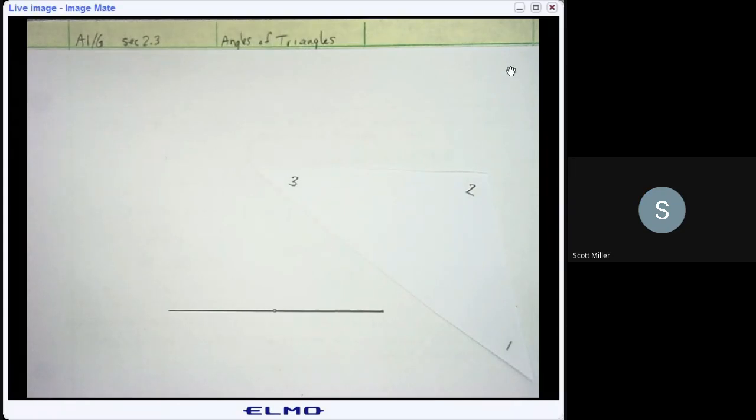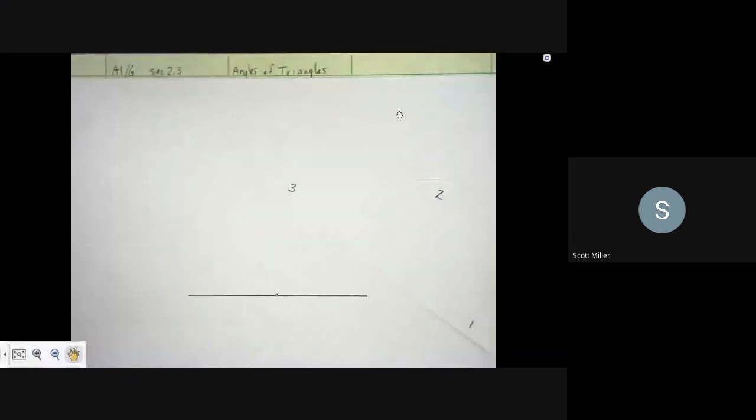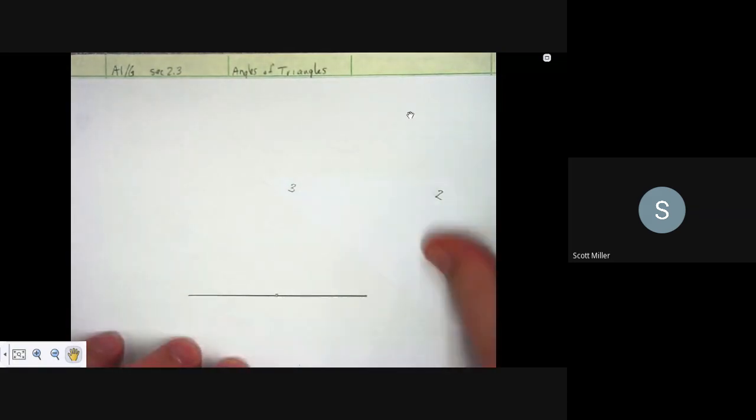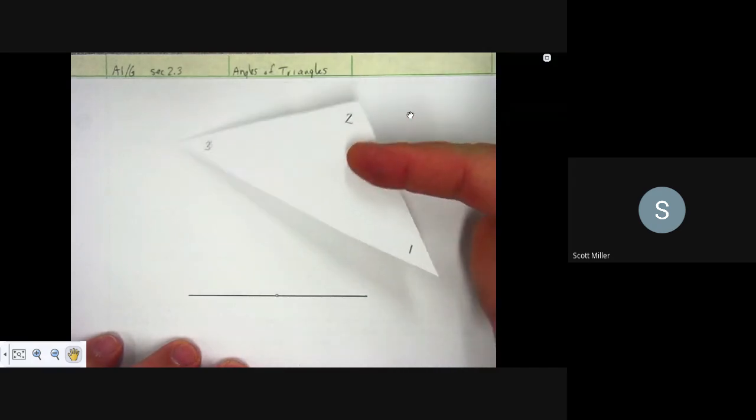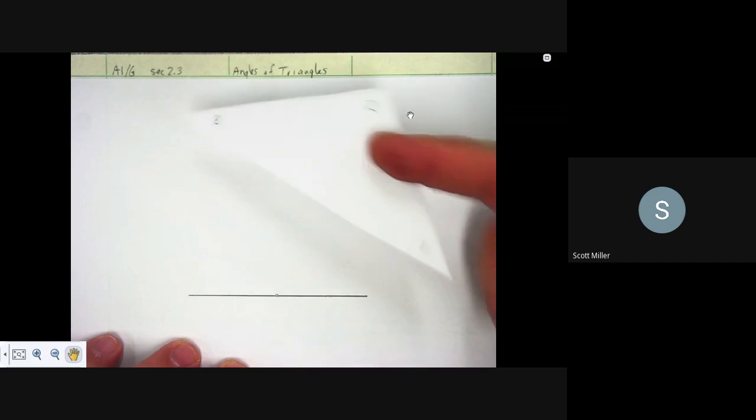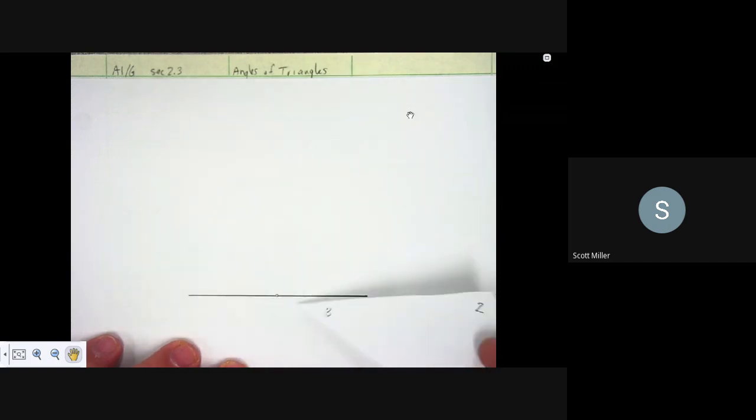So this is section 2.3, and we're going to do angles of a triangle. We're going to look at some relationships that we have for those. So what I have right here is a triangle that I created. It's kind of hard to see because it's still white, but I have 3 angles marked. Okay? And down here I have a straight line and a center point right there.